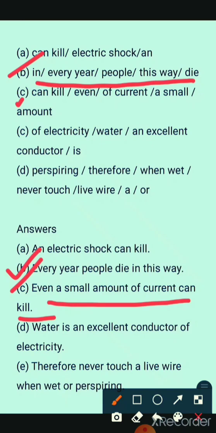Next, "of electricity, water an excellent conductor is." So how will you write? Water is an excellent conductor of electricity. Last one, "perspiring therefore when wet never touch, live wire a or." So therefore never touch a live wire when wet or perspiring.